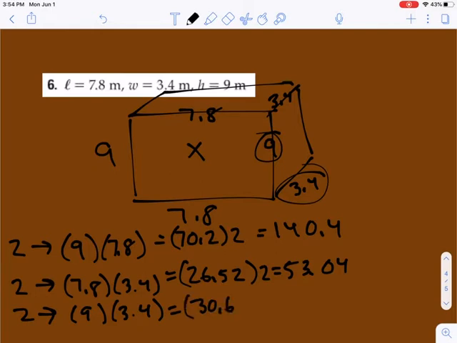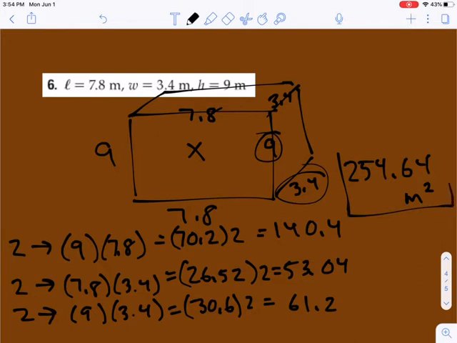And then 30.6 times 2 is going to give me, I want to say 61.2, but yeah, 61.2. All right, so I'm going to add 61.2 to 53.04, and then to 140.4. So then you wind up with 254.64, and this is in meters, and it would be in squared meters.